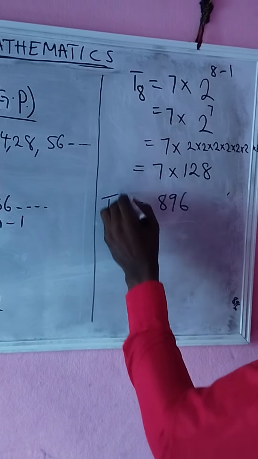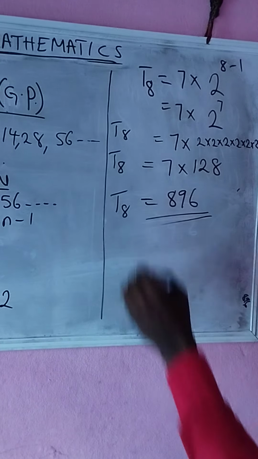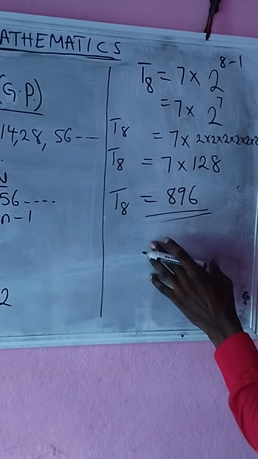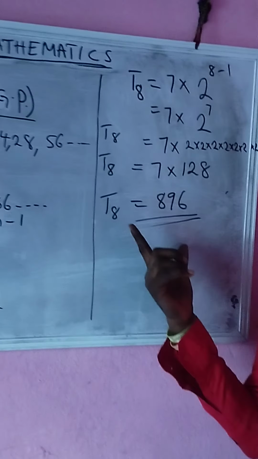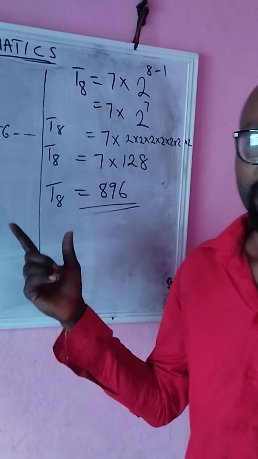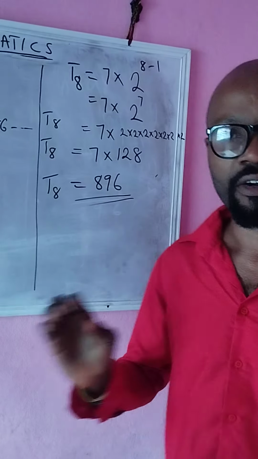So T8 is 896, which is the final answer. So this is how you solve the nth term of a GP. Here is the final answer. So it's very brief and concise.